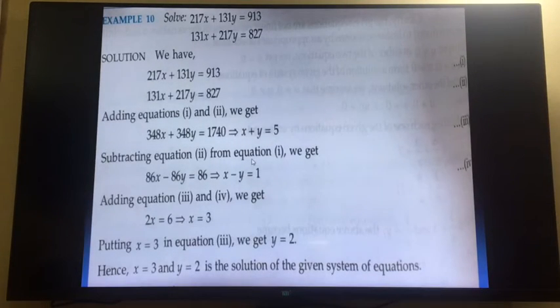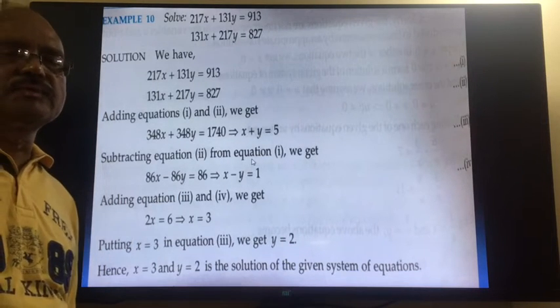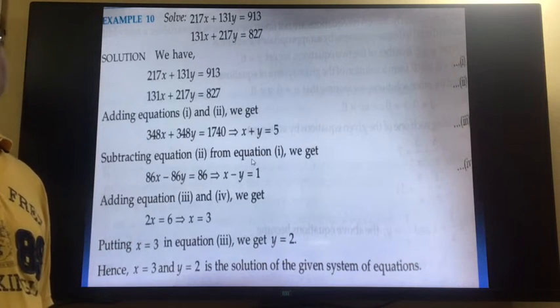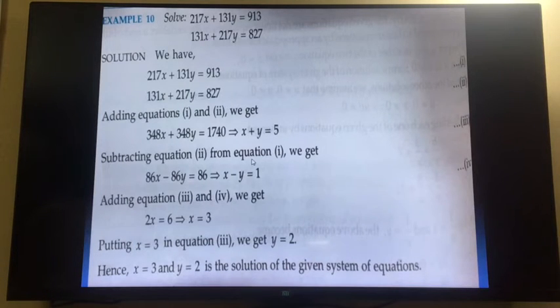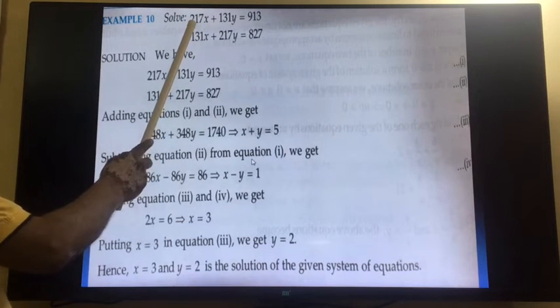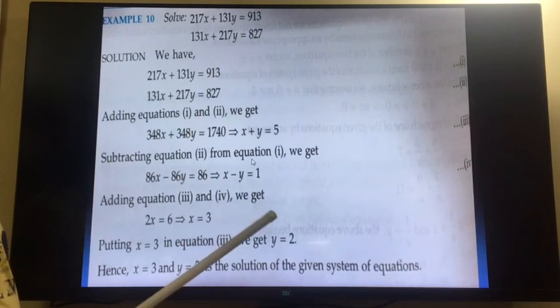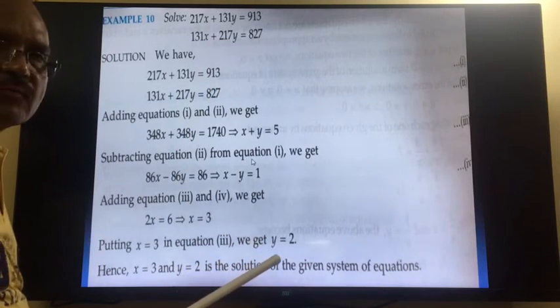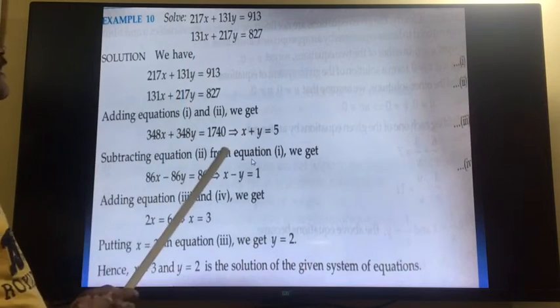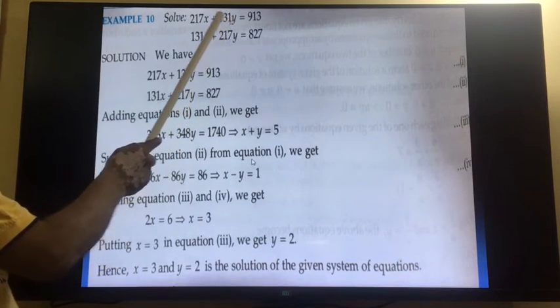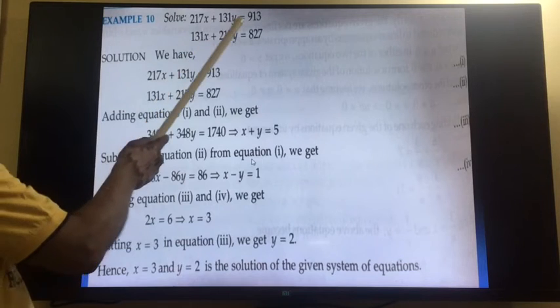Now children, I am taking the second topic. In that topic I told you, if the coefficient of x in the first equation is the same as the coefficient of y in the second equation, then what will you do? And you will observe the numbers will be big ones. So here the coefficient of x in the first equation is 217 and the coefficient of y in the second equation is 217. So the coefficient of x in the first equation and the coefficient of y in the second equation are the same. Similarly, the coefficient of y in the first equation and the coefficient of x in the second equation are also the same.